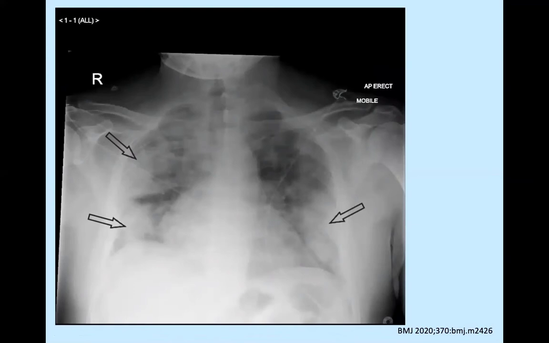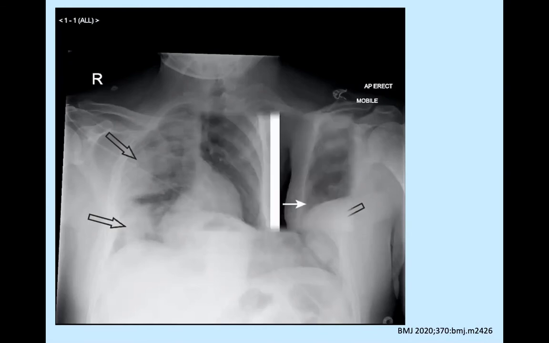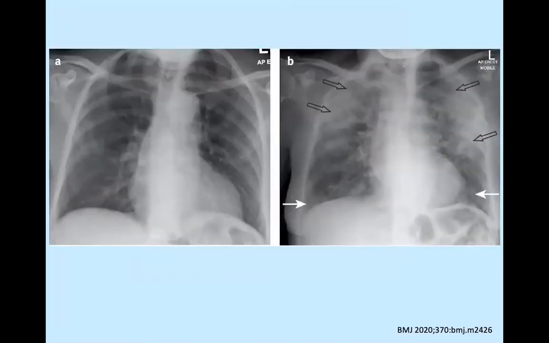So the radiology isn't by any stretch diagnostic. But what we also recognize, therefore, is that the radiology progresses. And this is within a few days, from a relatively normal chest X-ray to impressive consolidation bilaterally.